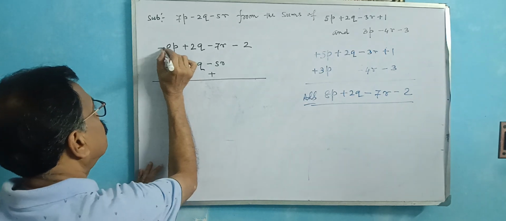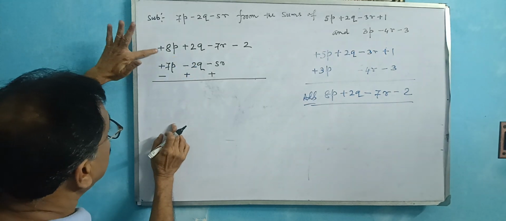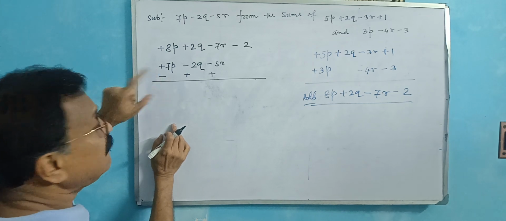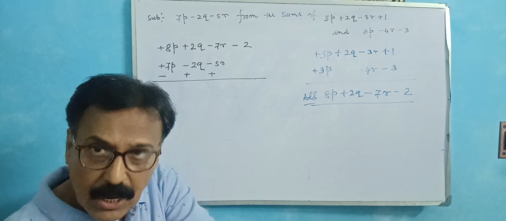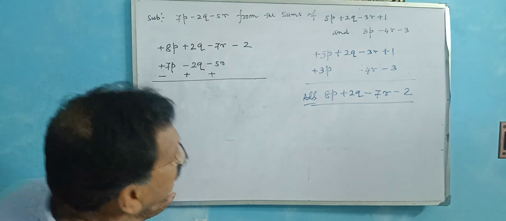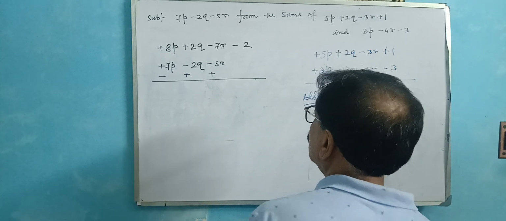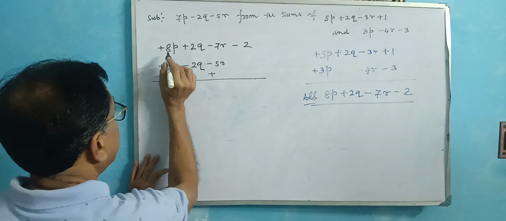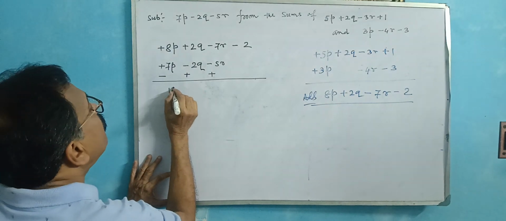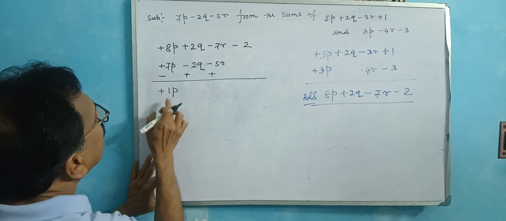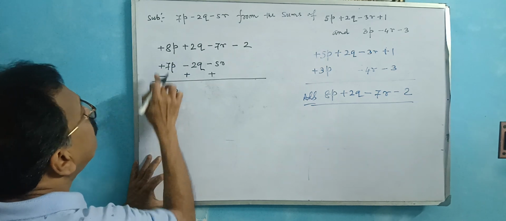Here is no sign, that is plus, that means what is the sign of 8p? Plus. What is the sign of 7p now? Not plus, minus, that means the opposite sign. So opposite sign sub, that means 8 7, so 1p. Which one is greater? 8, plus. If you don't write, not necessary, 1 is out, that means p.